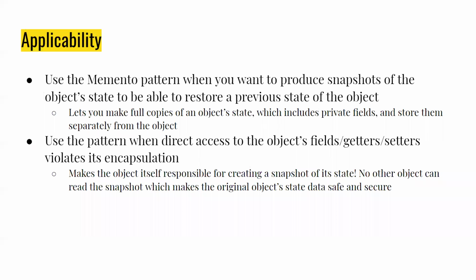The applicability of the Memento pattern: you use it when you want to produce snapshots of the object state to be able to restore a previous state of the object. It lets you make full copies of an object state, which includes private fields, and stores them separately from the object. You use the pattern when direct access to the object's fields, getters, and setters violates its encapsulation. This makes the object itself responsible for creating a snapshot of its state. No other object can read the snapshot, which makes the original object's state data safe and secure.